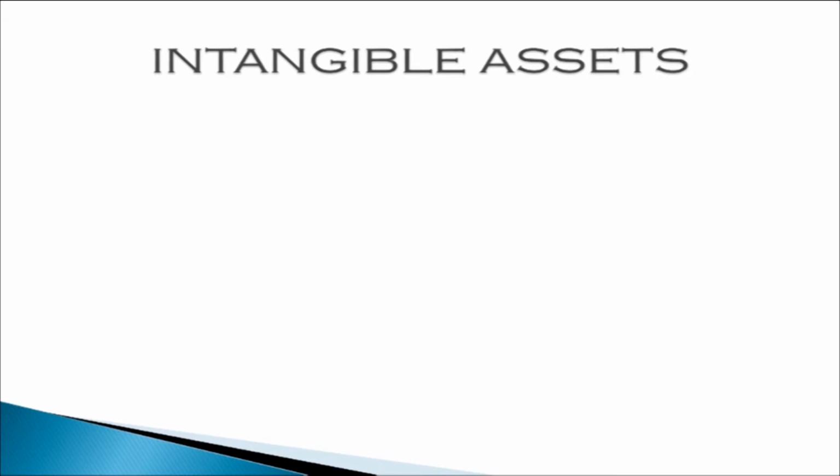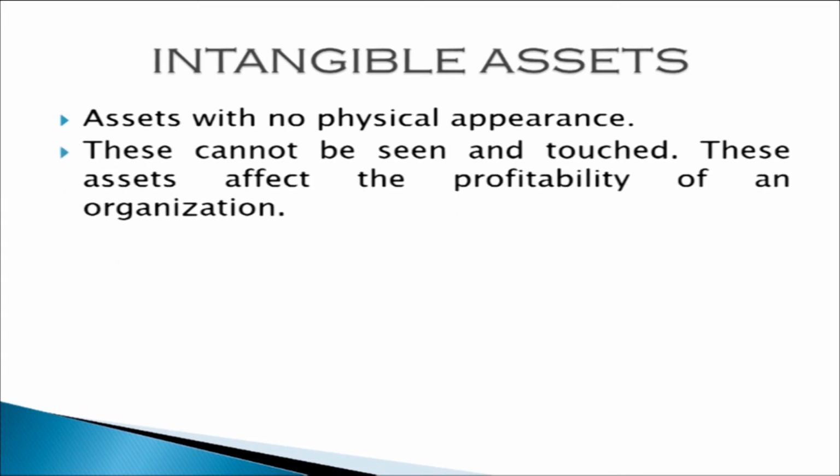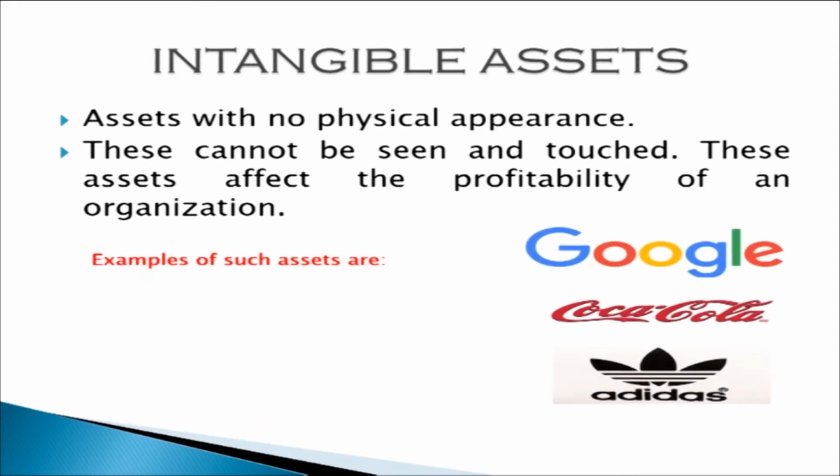Second one is intangible assets. These are the assets with no physical appearance. The assets that cannot be seen and touched are called intangible assets. These assets affect the profitability of an organization. Some of the common examples are goodwill, patent rights, and copyrights.